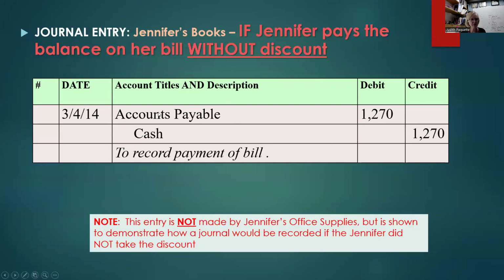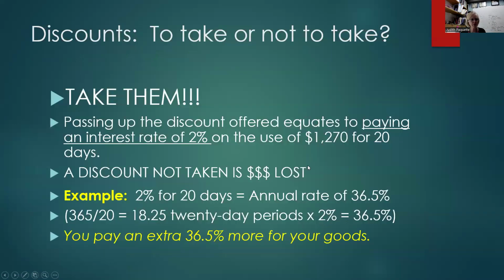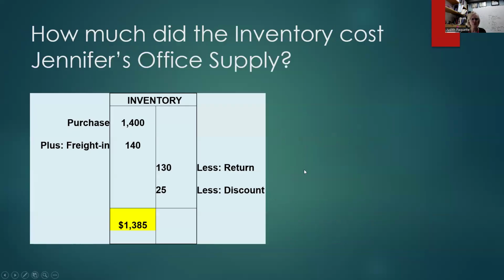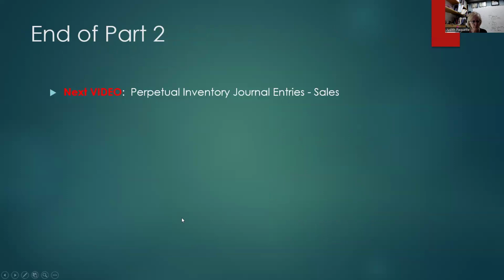If they didn't take the discount, if they paid a month later, you would need to know that by looking at the dates. And then you wouldn't have that 2% discount. You just debit accounts payable and credit cash. Okay. So the question is, how much did the inventory cost? Well, the basic purchase price plus the freight in, less the return, less the discount. So those calculators cost $1,385. Okay.